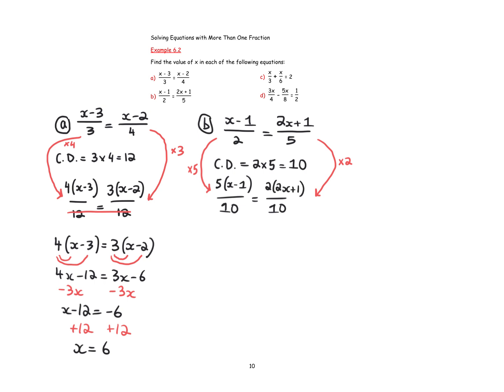Next, because the denominator is now 10 for both the fraction on the left-hand side of the equals and the right-hand side of the equals, we can forget about the denominator of 10. We'll be left with 5 times x minus 1 is equal to 2 times 2x plus 1. To finish this question, you solve the equation as you would with any other linear equation.